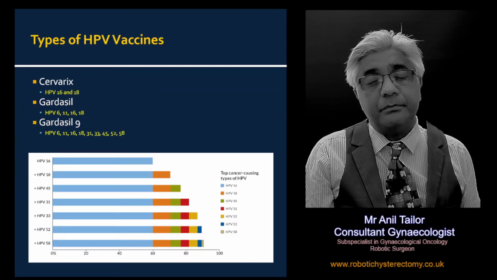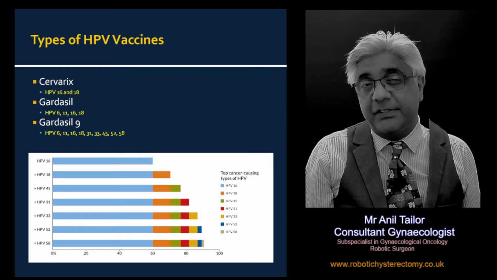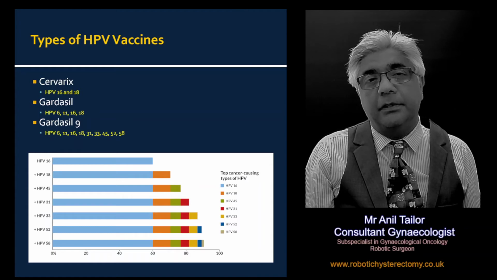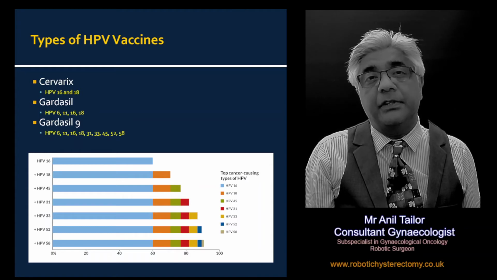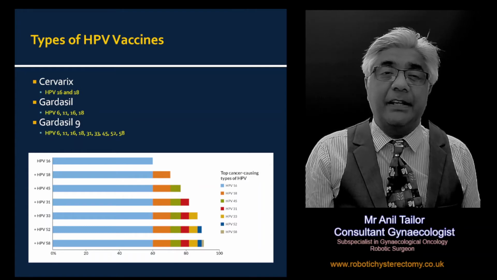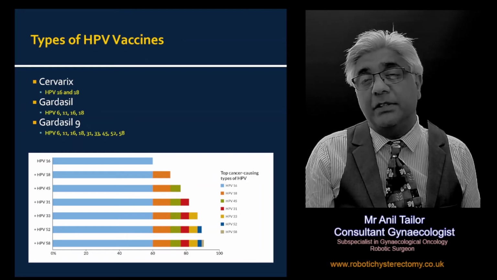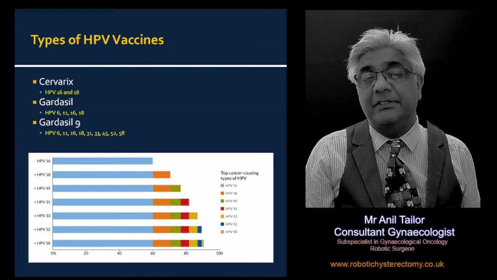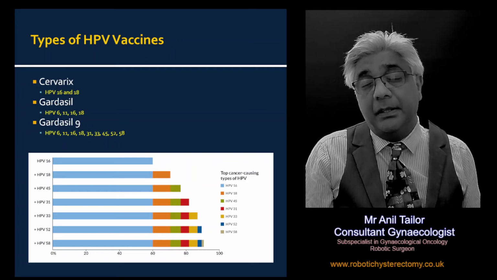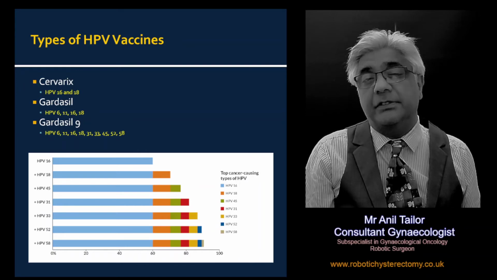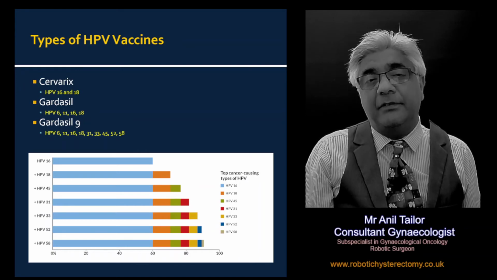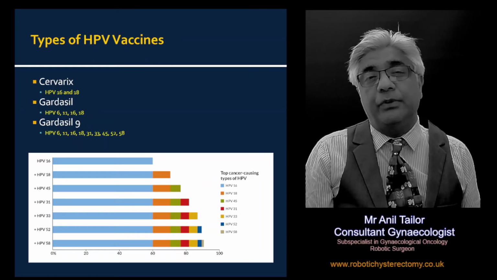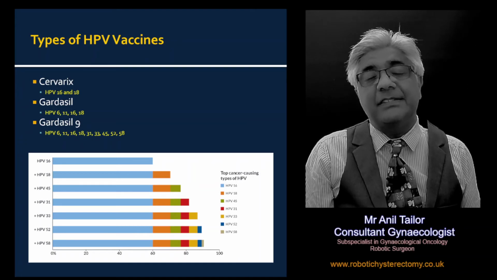So when the vaccines first came out, about 10-15 years ago, there were the two types, the Cervarix and the Gardasil. The Cervarix vaccinated against type 16 and 18. If you remember, those are the high-risk HPV types that cause about 70% of cervical cancer. So it only protected against the HPV that cause cancers. Gardasil, which came out roughly at the same time, in addition to 16 and 18, also included protection against types 6 and 11.